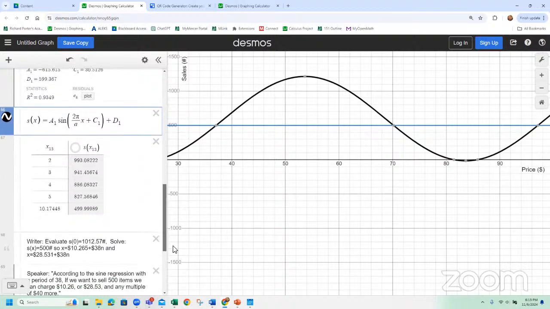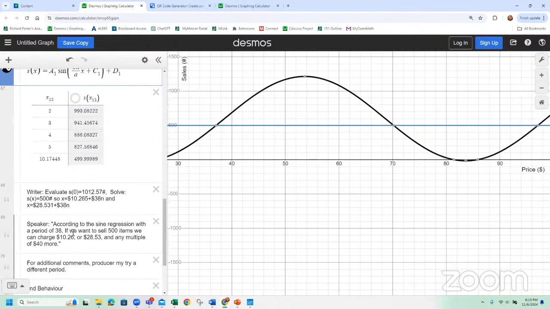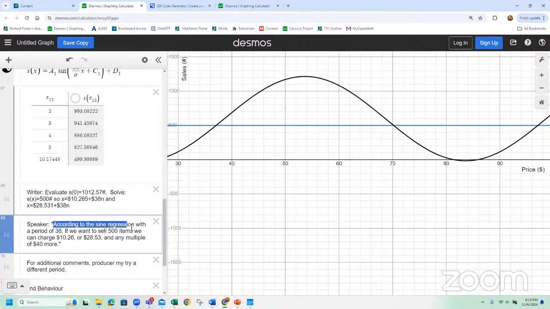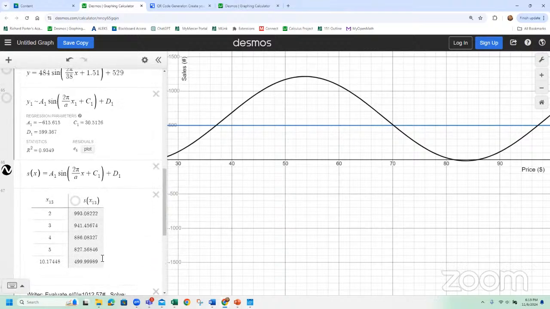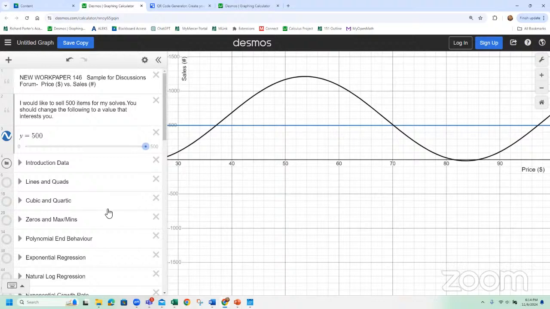The only thing different about this is that according to the sign you're getting, you have to say what the period is. Since you're allowed to adjust the period, you have to say what it is. For example, according to a sine regression with the period of 38 or 60, if we want to sell 50 items. You can do your evaluates and solves, but you just have to add what period you guys decide on when you do this. Any questions on that?